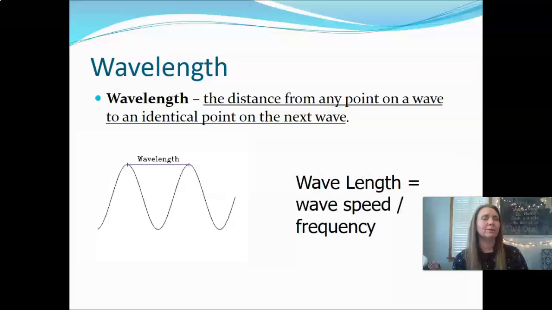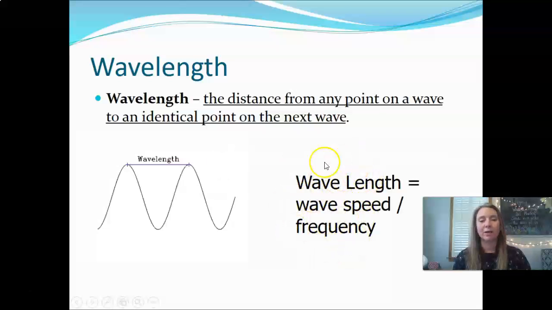So one of the big things that we'll talk about with amplitude is that we can figure out some other pieces of information with wavelength. And wavelength is very similar to the speed equation that we have talked about. Wavelength is the distance from any point on a wave to the identical point on the next wave. Crest to crest. That's the easiest way I say to think about it. You'll find one crest of the wave, you'll find the other crest, and then you measure the distance. And that's going to give us our wavelength.